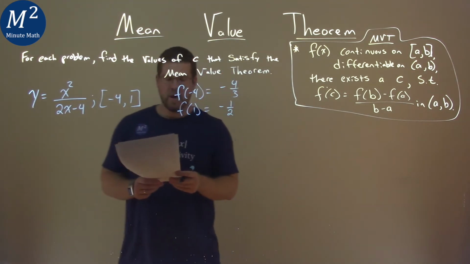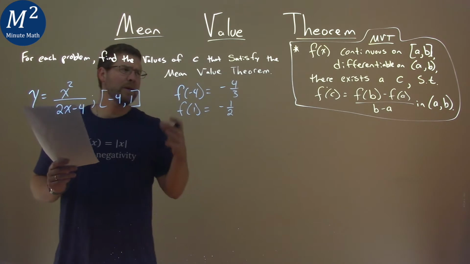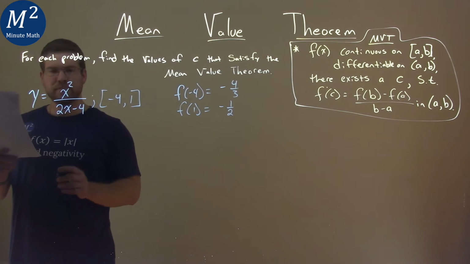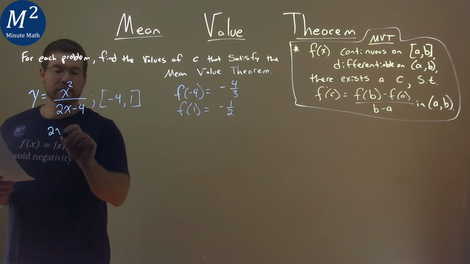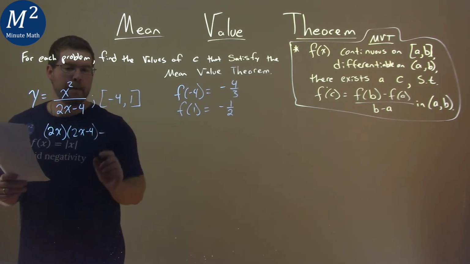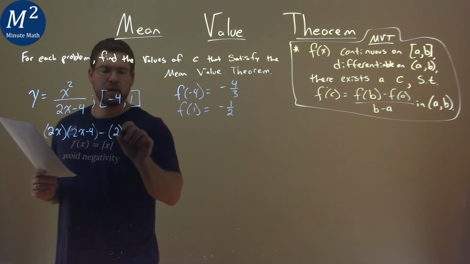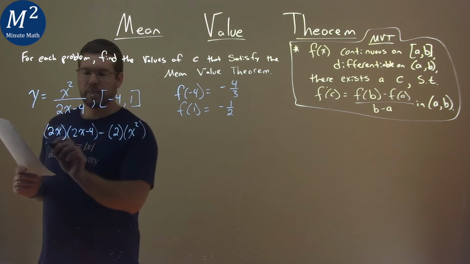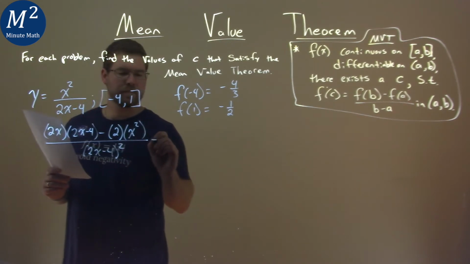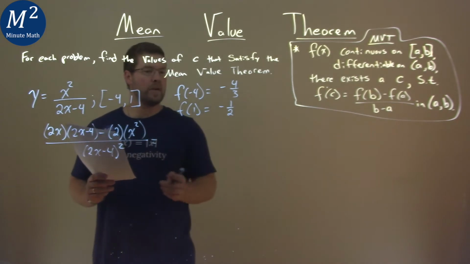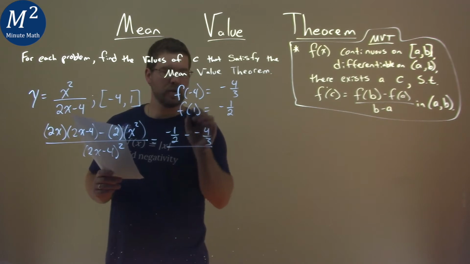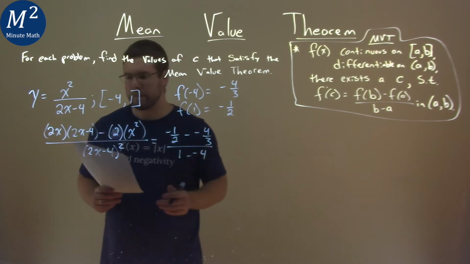Okay. We have those two values now. So now we're going to start working with the mean value theorem. We need to take the derivative. So the derivative of our function, okay, derivative of x squared is 2x times the denominator, 2x minus 4, we're using the quotient rule here, minus the derivative of the denominator, which is 2, times the numerator, which is x squared, all over the denominator, 2x minus 4, all squared. We set that equal to f of b minus f of a, so negative 1/2 minus negative 4/3, all over b minus a, 1 minus negative 4.